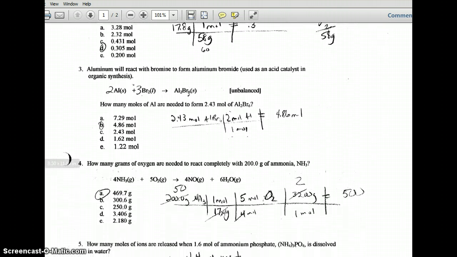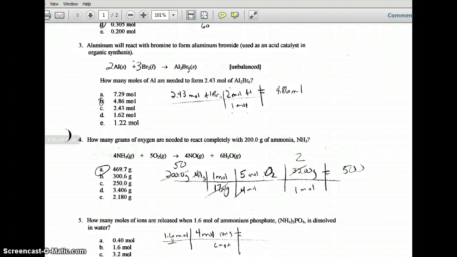Okay, for letter C, first thing you have to do is balance the equation. And once you balance the equation, it's not too bad. 2.43 times 2, it's all even multiples, so you can get even 2.4 times 2 gives you 4.8, and not even worry about going out to the extra digit. None of them are that close that you would have to do that. For number 4, same thing.